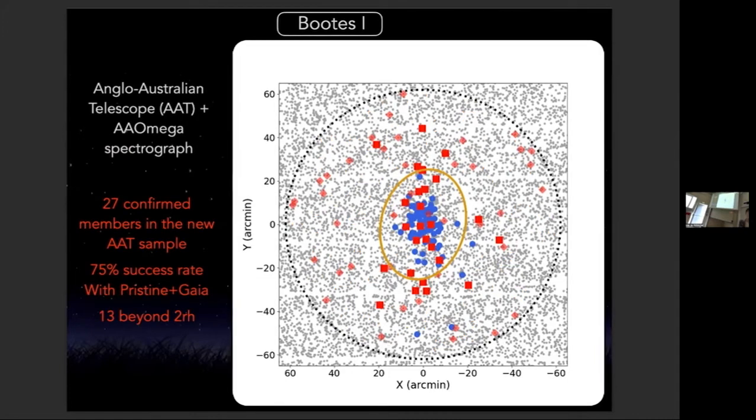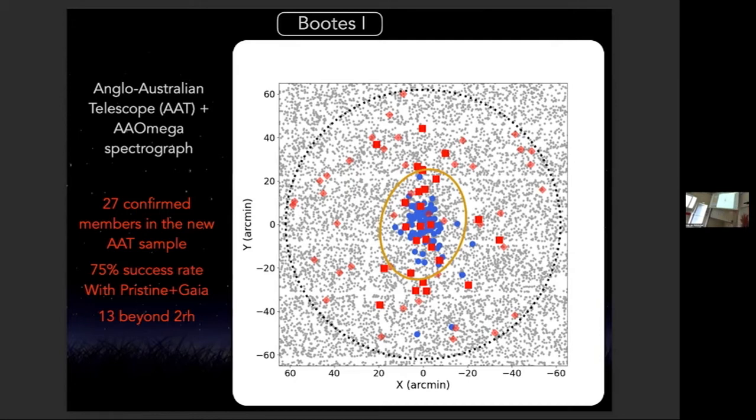So this is what we did. We followed that system up with the Anglo-Australian Telescope, the AAT, and this huge 2 degrees field of view with the Hermes spectrograph. All the red squares that you see here are the new members that we found, 27 of them with the AAT sample. And the transparent diamonds here are the non-members. So don't be alarmed by the fact that there are a lot of non-members. In fact, most of those are halo stars that we followed up just because we had fibers to spare.